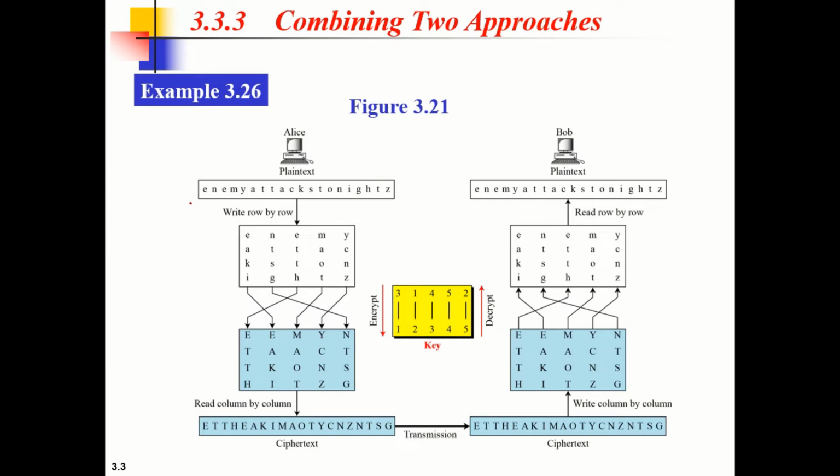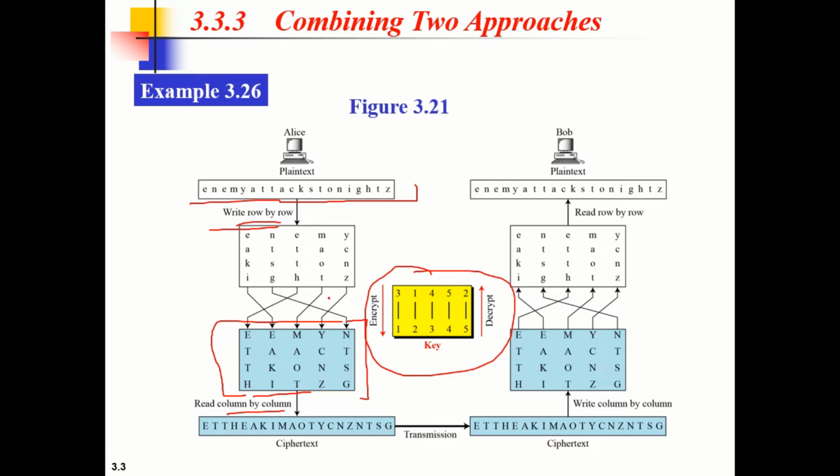We will be writing the given plain text row by row first of all. Then we will be using this permuted key for generating this intermediate matrix, and then we will read it column by column. Okay, so writing the message row by row and reading it column by column is a part of keyless transposition, and using this permuted key is a part of keyed transposition. So we'll be using it like this.